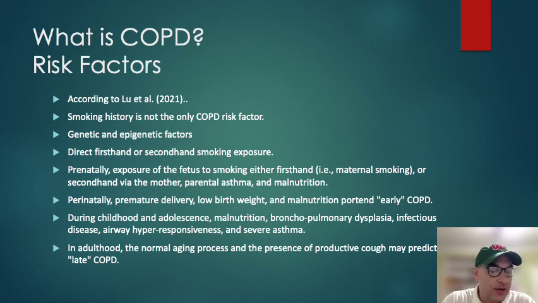Perinatally, you can see premature delivery, low birth weight, and malnutrition at that time to be predictive of having early COPD, that is, having COPD at an unusually young age. And even during childhood and adolescence, malnutrition, bronchopulmonary dysplasia, infectious disease, airway hyperresponsiveness, sometimes we think of as asthma, can also be factors. And even later on in adulthood, through the normal aging process and possible exposure, you can see people develop the disease later in life.